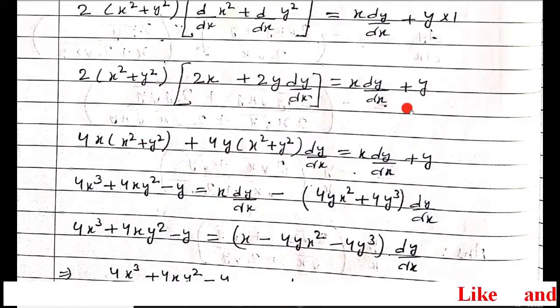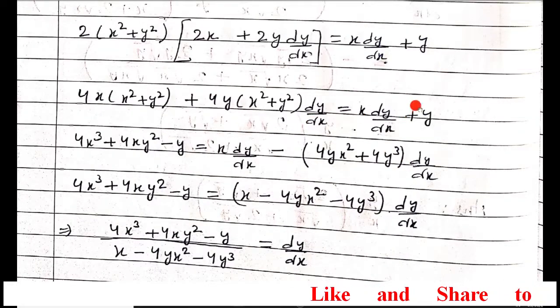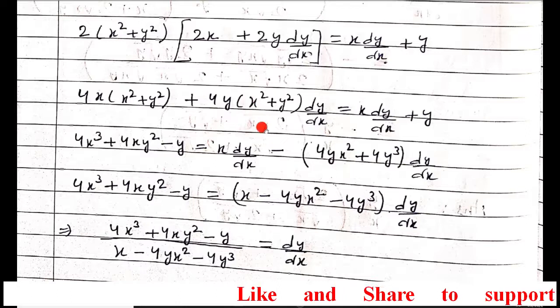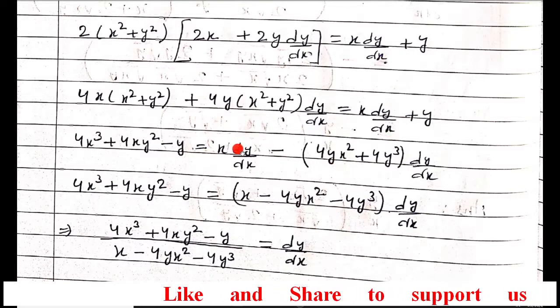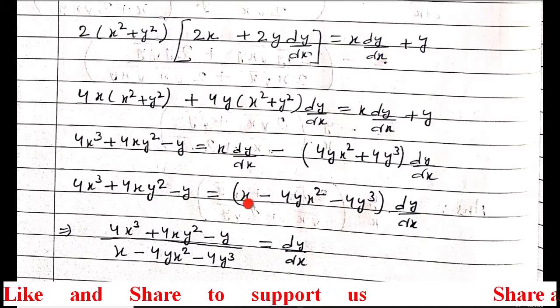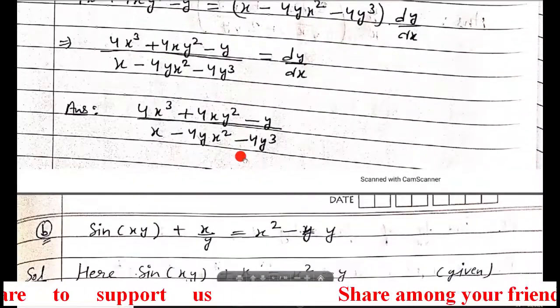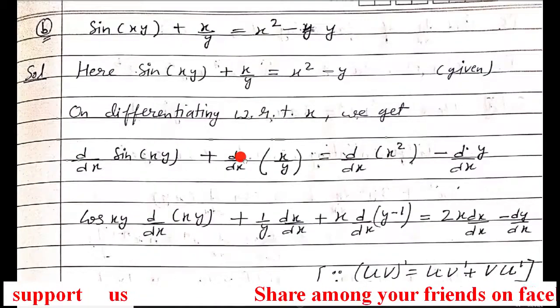So we'll obtain these two terms as they are. Now shift this y here and shift this term to that side, so it becomes negative. Now take dy over dx common from here, and since this bracket is in multiplication, it will go to division. So hence the first part is completed. Now we'll move to the b part.